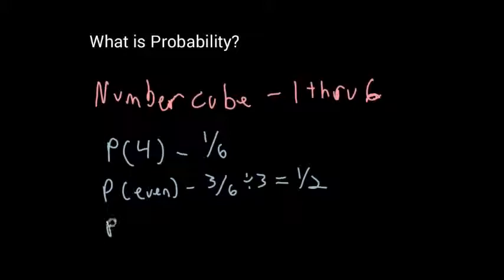So let's do one more of a number cube. So probability of less than 5. So the numbers less than 5 would be 1, 2, 3, and 4. So that means 4 numbers out of 6. And again, we can reduce 4 out of 6, divide them both by 2 to get 2/3.